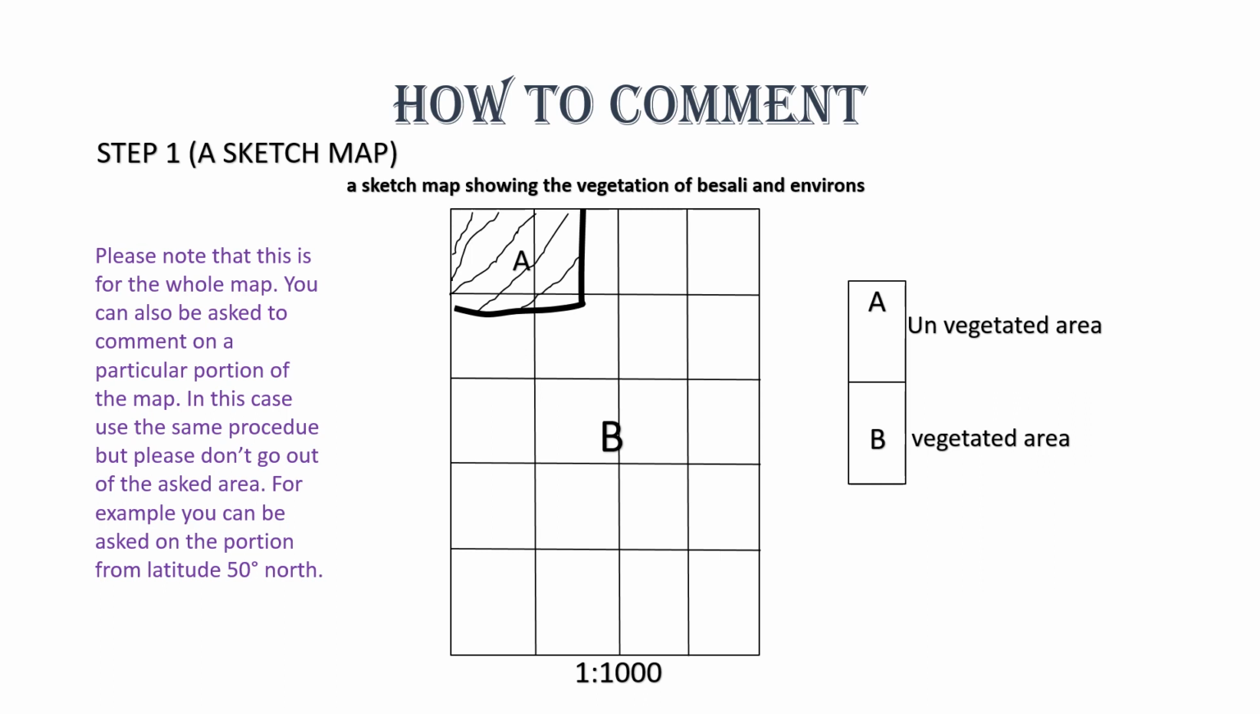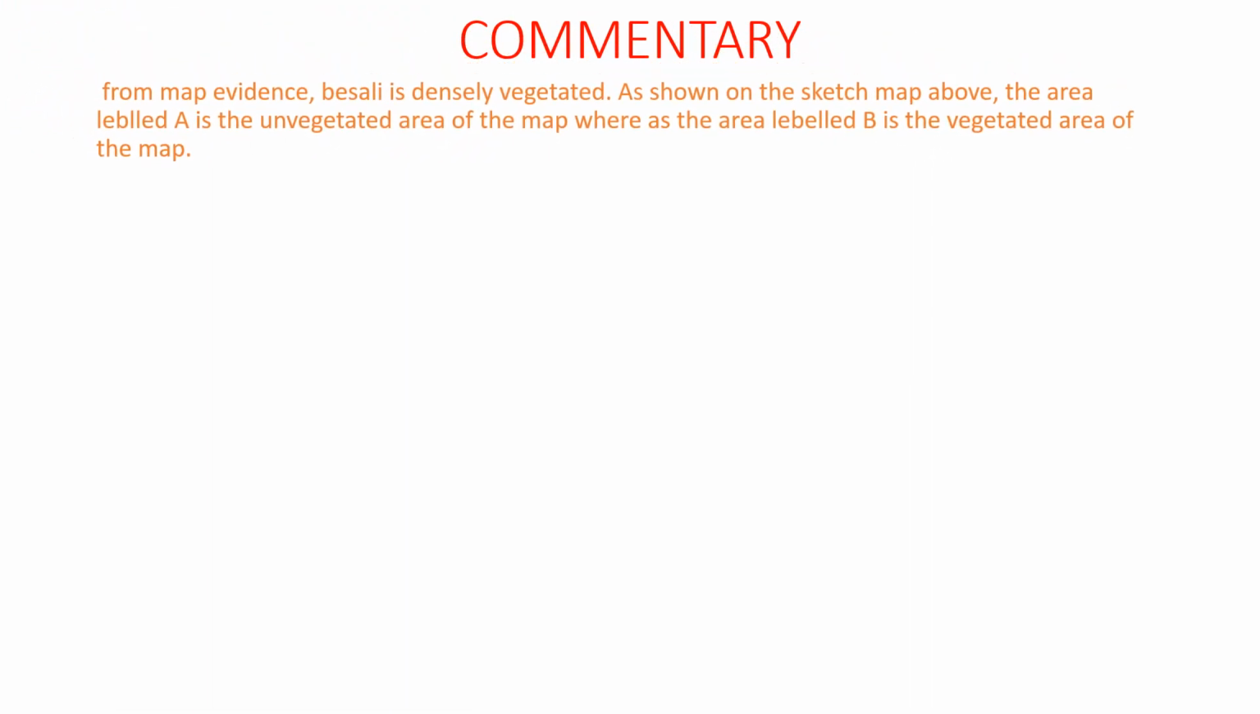So that is step 1, a sketch map. You locate the different vegetations, vegetated and unvegetated area. The first commentary. From map evidence, Thessaly is densely vegetated. As shown on the sketch map above, the area labeled A is the unvegetated area of the map, whereas the area labeled B is the vegetated area of the map. That is the first thing that we need to do.